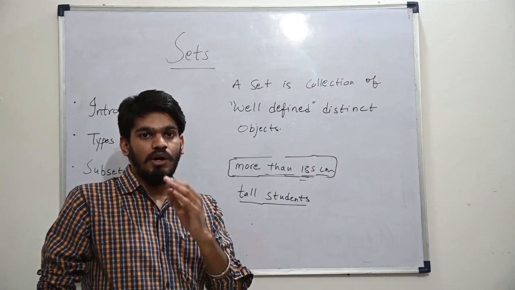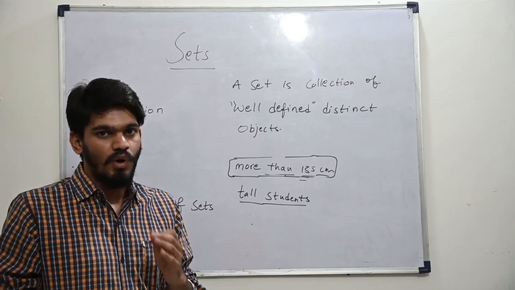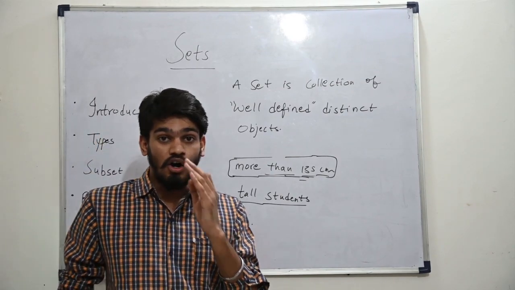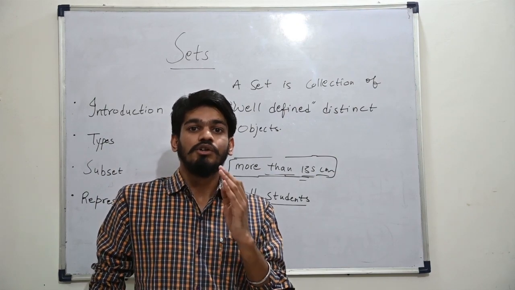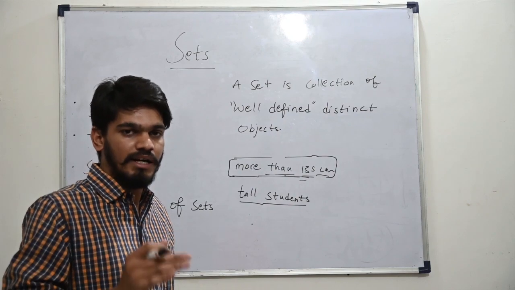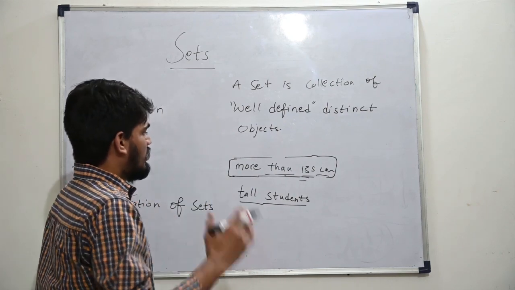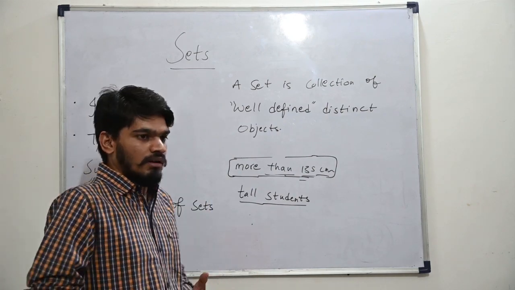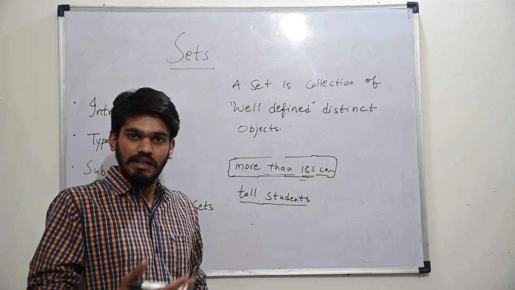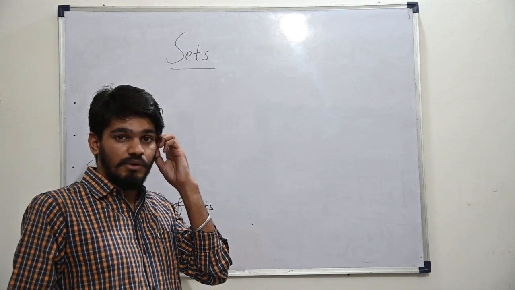Now we have a term element. What exactly is an element? Element or member: the objects used to form a set. That's it. The objects used to form a set are called elements of a set. Now let's say there is a set. How we are going to represent that set, we will discuss. How are we going to write a set?